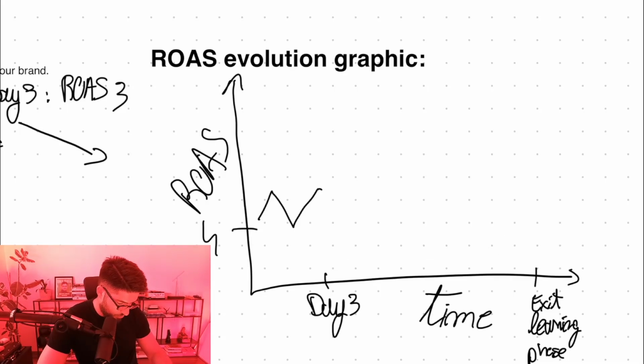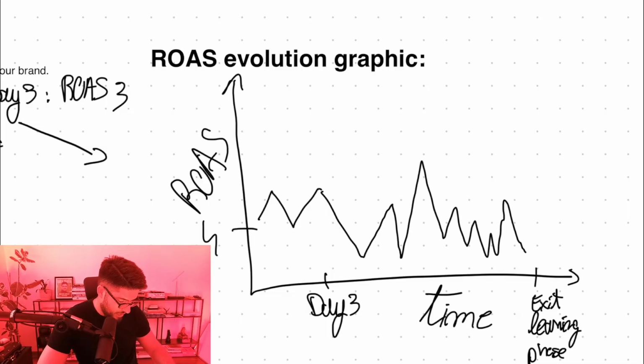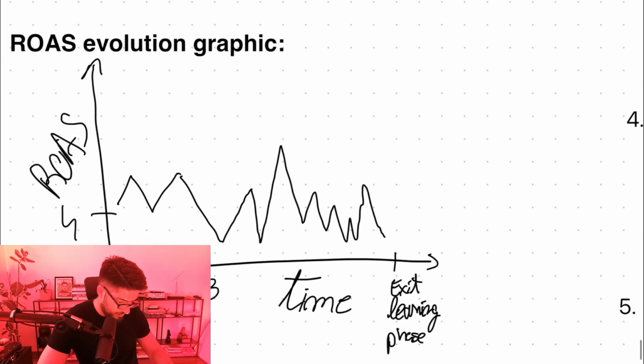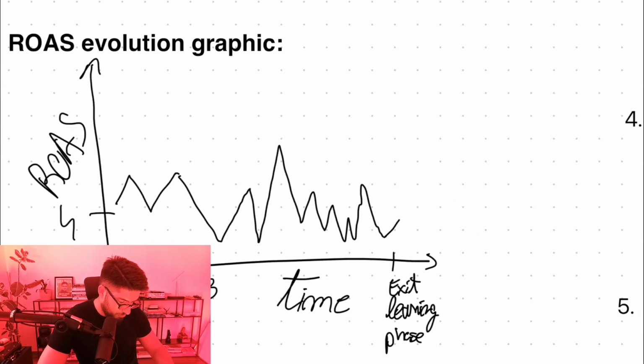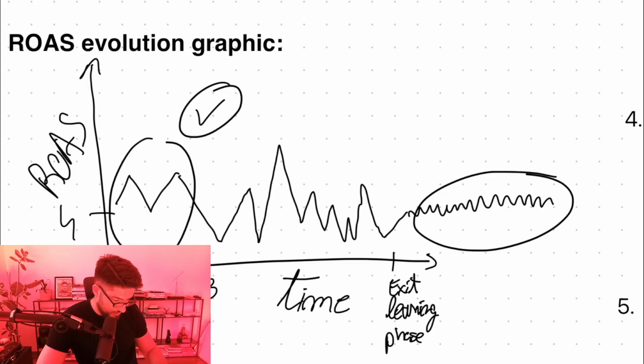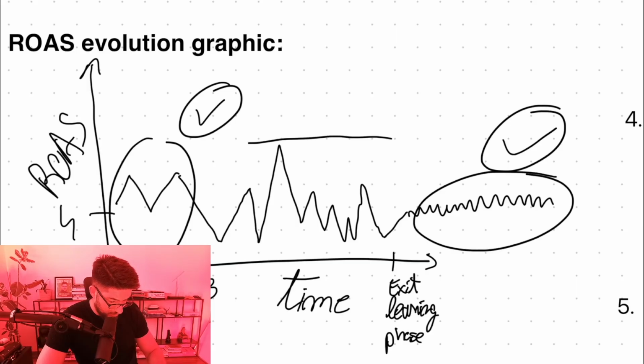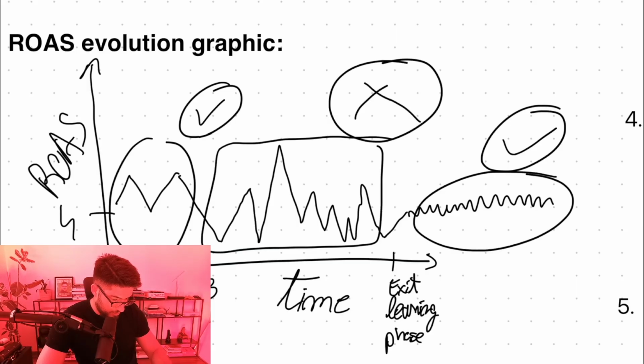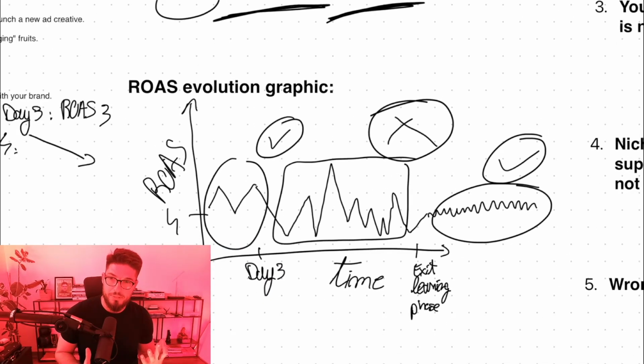Let's do it actually more real. Boom, goes down, goes up, goes down, goes up, goes down. Now it's very bad. And then once you exit the learning phase, the ROAS is going to go up to, imagine, 3, and it will be stable at 3. So this is very good. But here we suffer, okay? This is what I think happens.